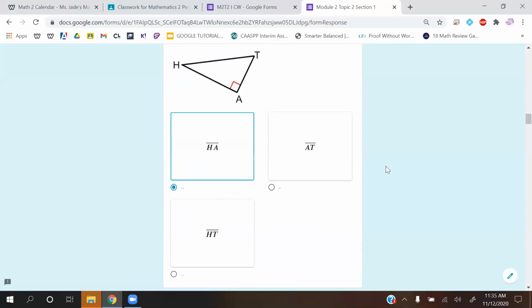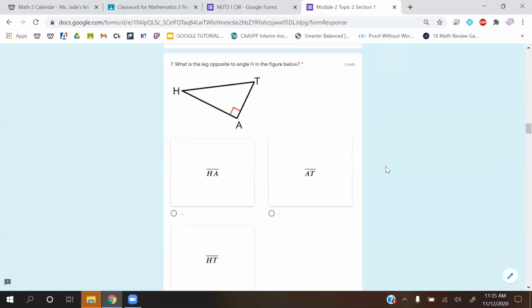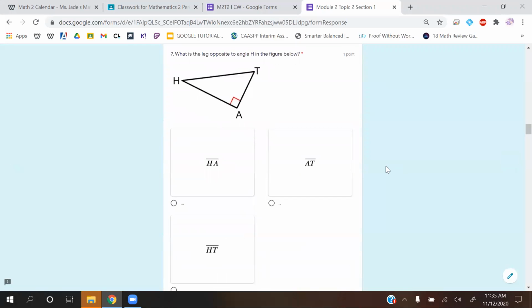Is it number 7, AT? I don't even know. I haven't read it yet. What is the leg opposite to angle H in the figure below? So let's annotate. They said angle H, so this is the reference angle, and then we want opposite to that. So we go over there and we get AT. AT, opposite.